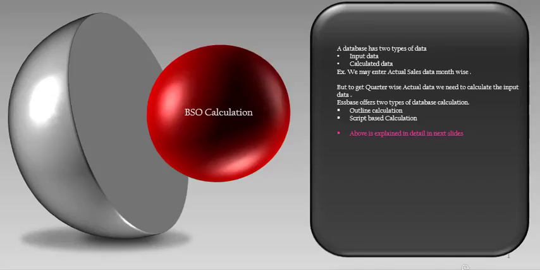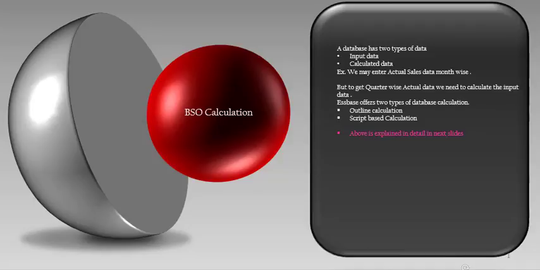Till now we saw how to load dimension and load data. Now we will see how to calculate the data. First we need to understand that each database has two types of data: input data and calculated data. For example, we may enter actual sales data month-wise, but to get quarter-wise actual data, we need to calculate the input data.